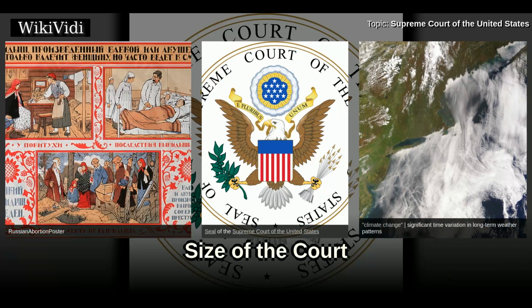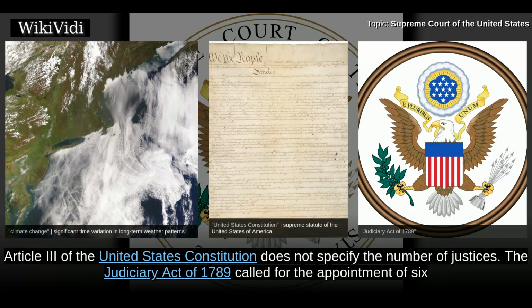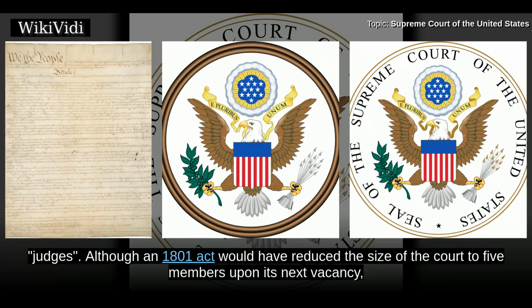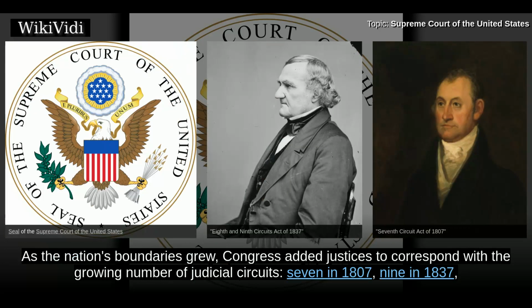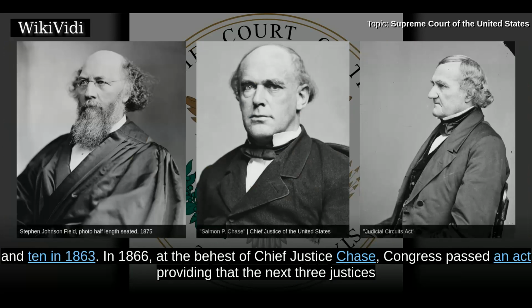Article 3 of the United States Constitution does not specify the number of justices. The Judiciary Act of 1789 called for the appointment of 6 judges, although an 1801 act would have reduced the size of the court to 5 members upon its next vacancy. An 1802 act promptly negated the 1801 act, legally restoring the court's size to 6 members before any such vacancy occurred. As the nation's boundaries grew, Congress added justices to correspond with the growing number of judicial circuits, 7 in 1807, 9 in 1837, and 10 in 1863.